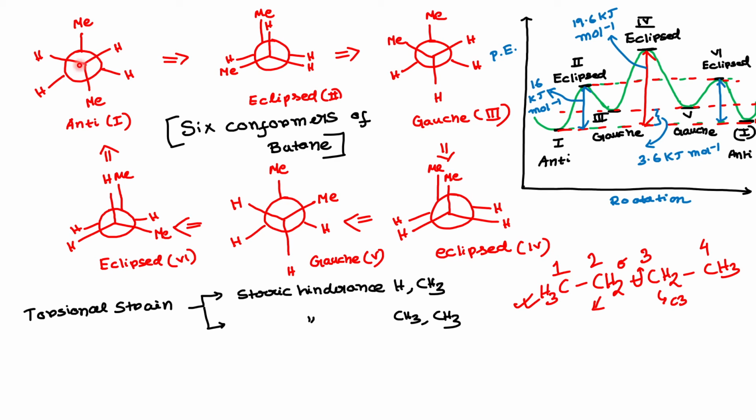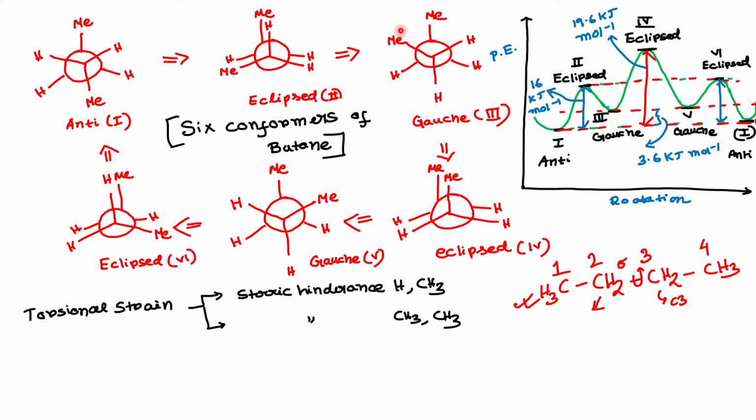Now if you rotate this sigma bond by 60 degrees in the clockwise direction, this hydrogen atom will come at this position, this hydrogen atom will come at this position, and this methyl group will come at this position. So we will get this eclipsed conformer. Again, if you give a 60-degree rotation, this hydrogen atom will be in this position, this hydrogen in this position, and this methyl group in this position, and we will get this conformer. This is also a staggered conformer.